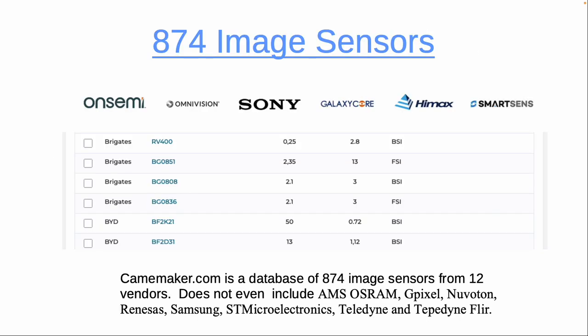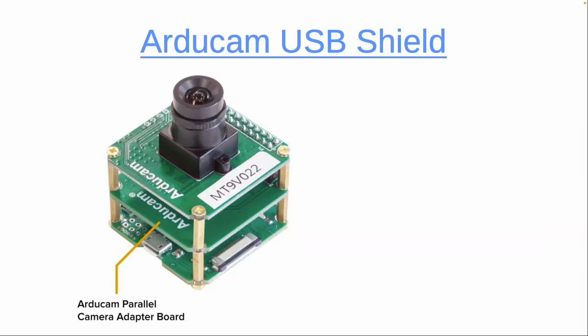Just take a look at the image sensors. There are 874 image sensors listed in one database. And in my experience, it turns out that there are actually a number of vendors they don't even list. What do we do with these image sensors? Well, often we assemble them into a camera stack.